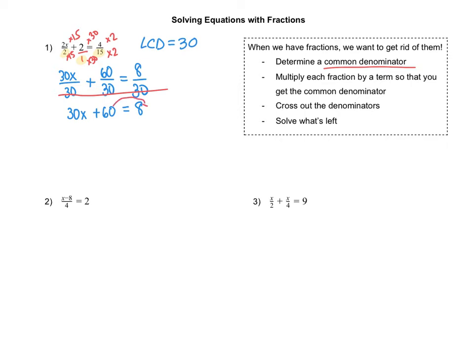So let's bring the 60 to the other side, changing the sign. And that becomes negative 52. And then we can divide both sides by 30.